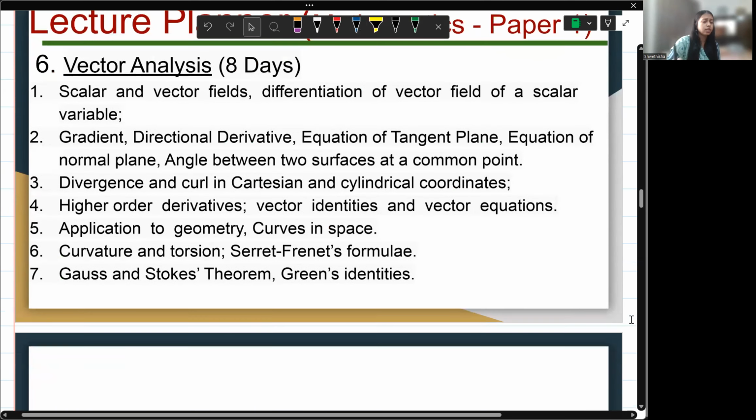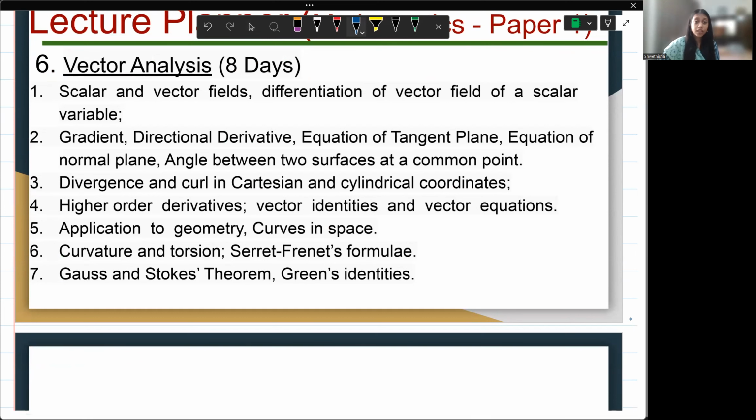Now, vector analysis is another very easy subject. It starts with scalar and vector fields, differentiation of a vector field of a scalar variable, gradient, directional derivatives, equation of tangent plane, equation of normal, angle between two surfaces at a point, divergence and curl, higher order derivatives, vector identities and vector equations, application to geometry, curvature and torsion, Gauss and Stokes theorem. Eighth question of your paper one.